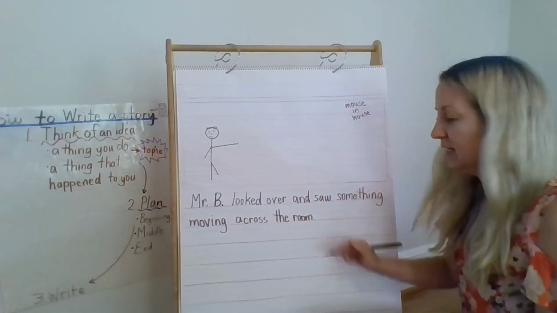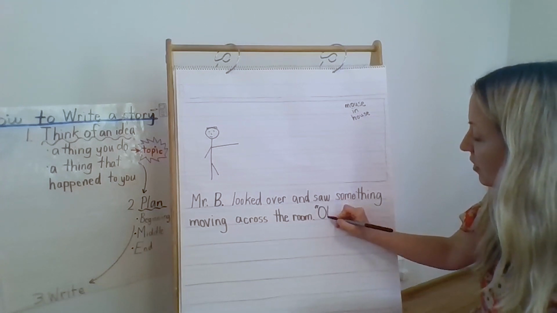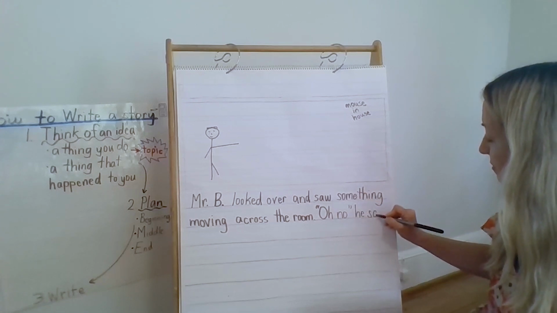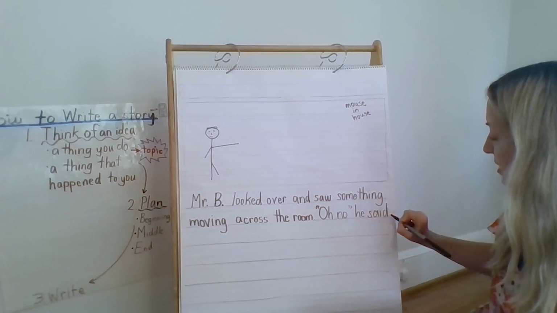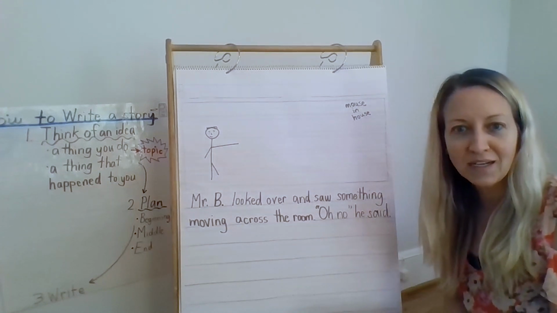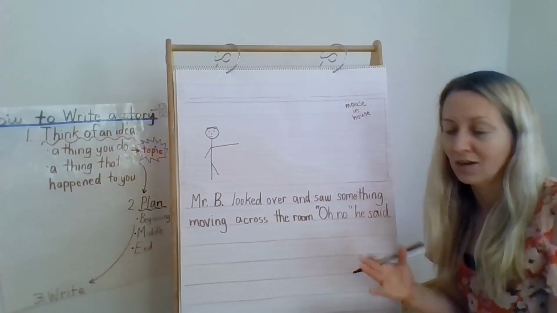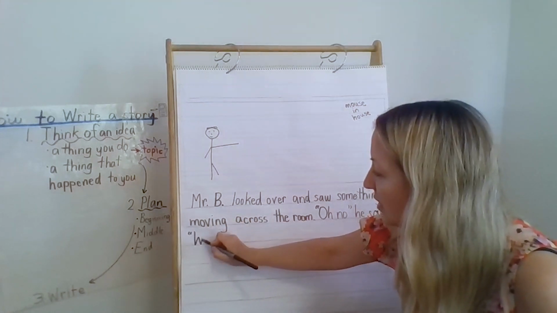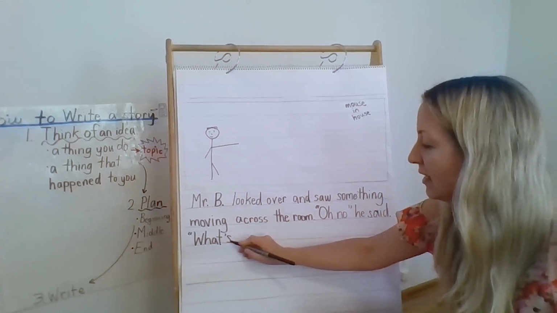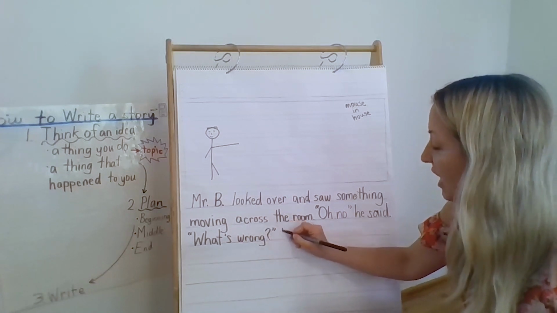"Oh no," he said. Now he's talking, so I'm going to add those quotation marks so we know he's talking. "Oh no," he said. How do I stop my voice? Period. That's right. We had been playing a game when all of a sudden he stood up and he said, "Oh no." So what do you think I said? "What's wrong?" Right? So that was me talking. What is comes together and makes what's wrong?